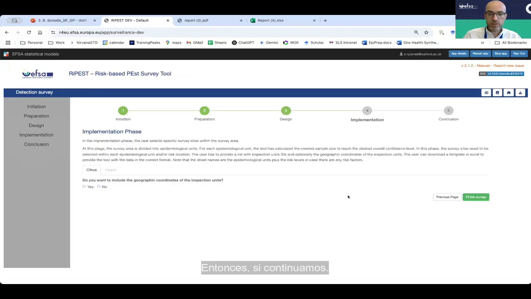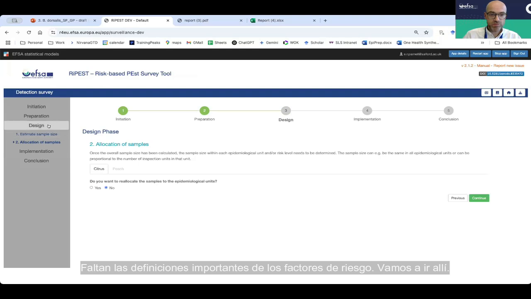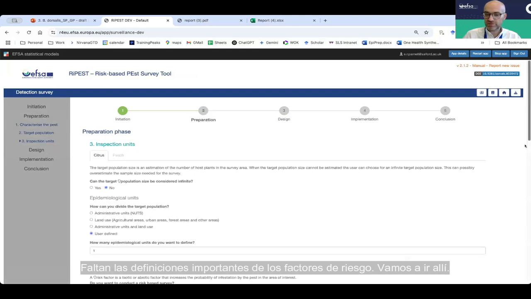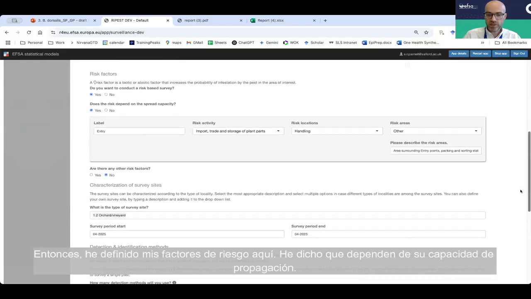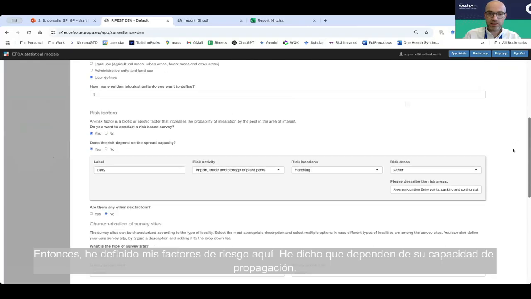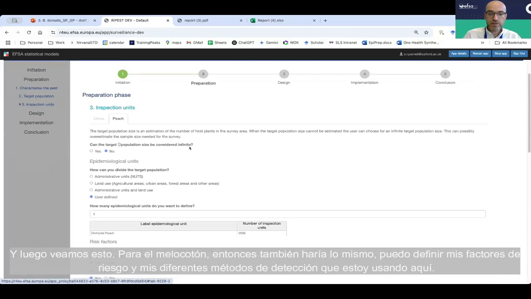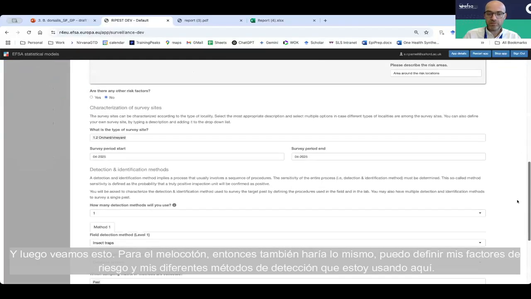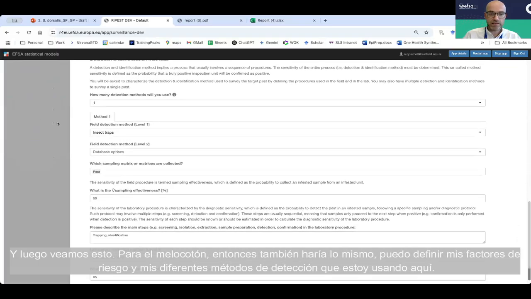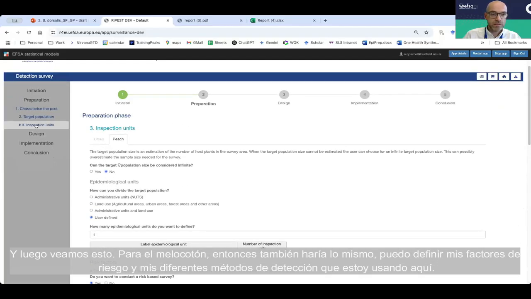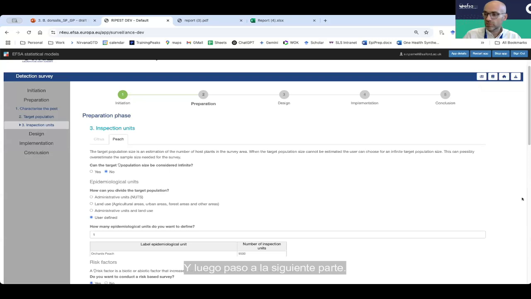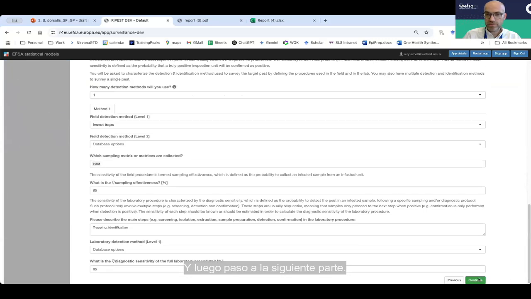So if we continue, it's missed the important risk factors definition. Let's just go there. So I've defined my risk factors here. I've said they depend on the spread capacity. And then let's look at that. For peach, I would also do the same. I can define my risk factors and my different detection methods that I'm using here. And then I move on to the next part.